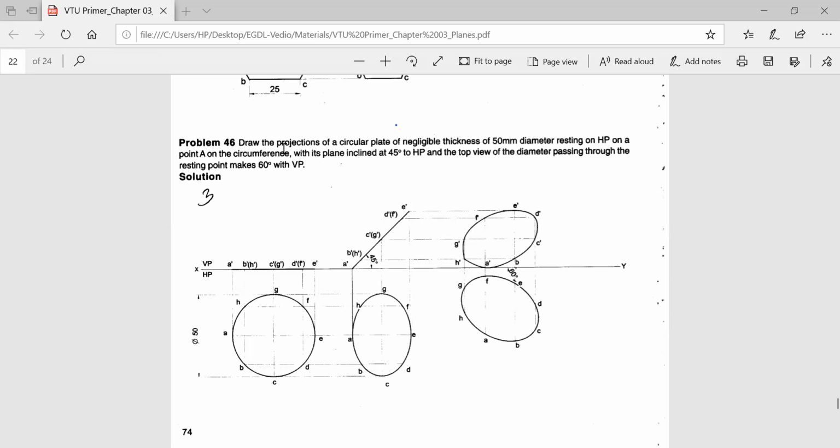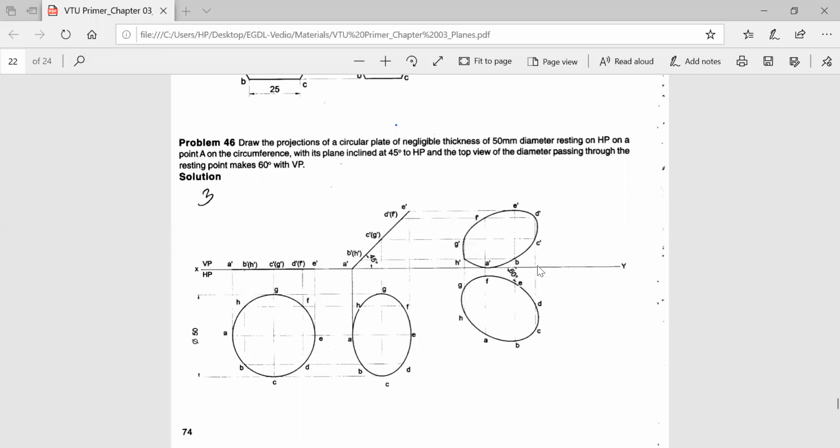Now after the second stage, you have to see what is being given. The top view of the diameter passing through the resting point makes 60 degrees with HP. So this is the top view at which it is resting. It is resting at point A. So this point is now making an angle of 60 degrees with VP. So we have to shift the point A to 60 degrees to VP. So you have to take a 60 degree line. After drawing the 60 degree line, you have to fix the point A either this side or this side.